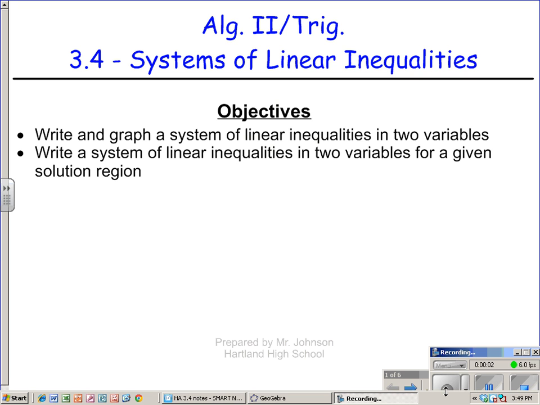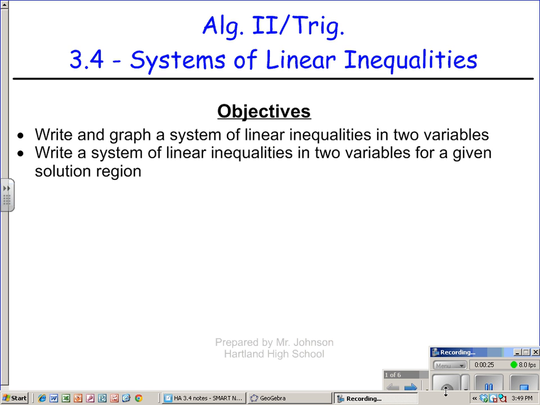Hello everybody, this is the notes for Algebra 2 Trig, section 3.4, systems of linear inequalities. So we have talked for a good week or so about a system of equations, how to solve them, graphing, substitution, elimination. The last section that we did was 3.3, that was just graphing the linear inequalities, graphing the line and then shading on one side or the other.